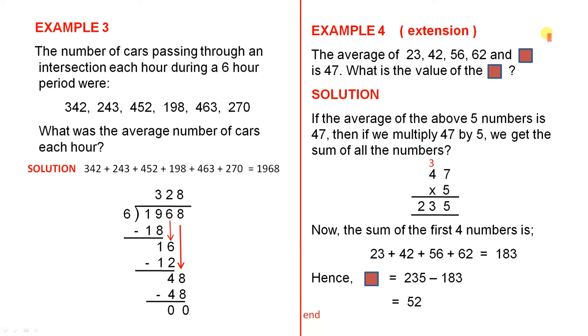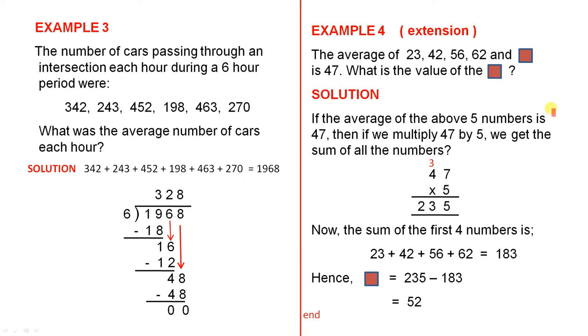Now example 4, this is a little bit of an extension one because it's a little bit different, so we have to think carefully. The average of 23, 42, 56, 62 and the square, which is an unknown number, is 47. What is the value of the square?